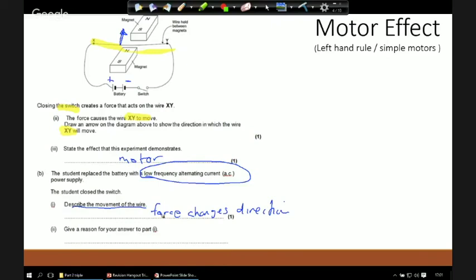You could also say that the direction of the magnetic field of the wire changes as well. So the description of the movement of the wire is that the wire is going to move up and down. As the current flips backwards and forwards, the wire is going to move up and down, or you could say the wire vibrates. Either one would be correct. And why is that? Well, it's because the force is changing direction.